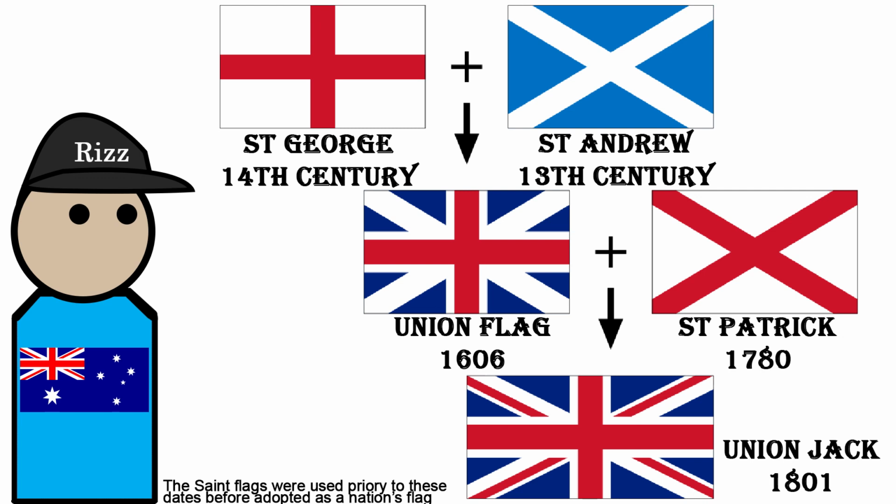George, representing the Kingdom of England, the White Saltire of St. Andrew, representing the Kingdom of Scotland, which together formed the first Union flag in 1606, and the Red Saltire of St. Patrick, representing Northern Ireland.